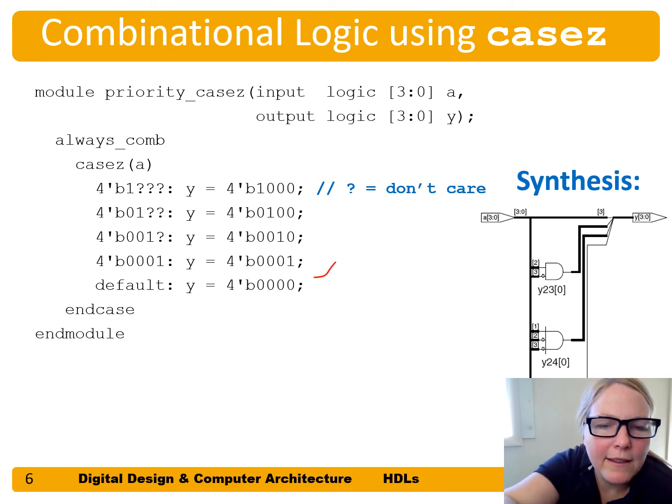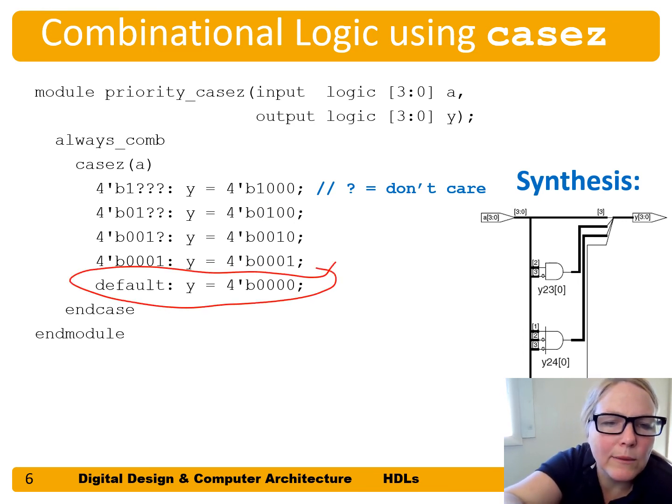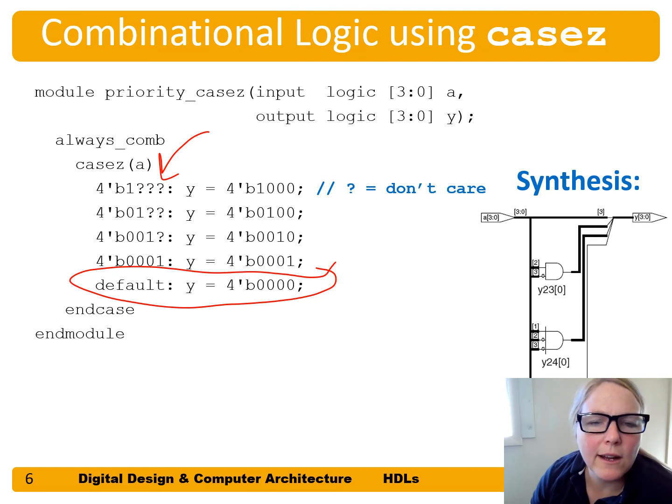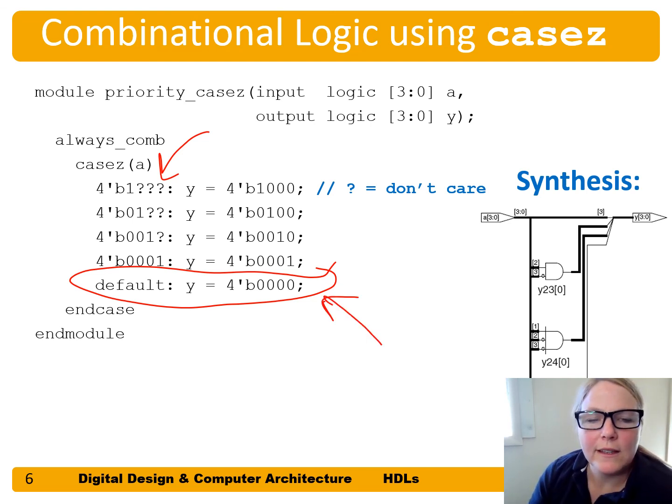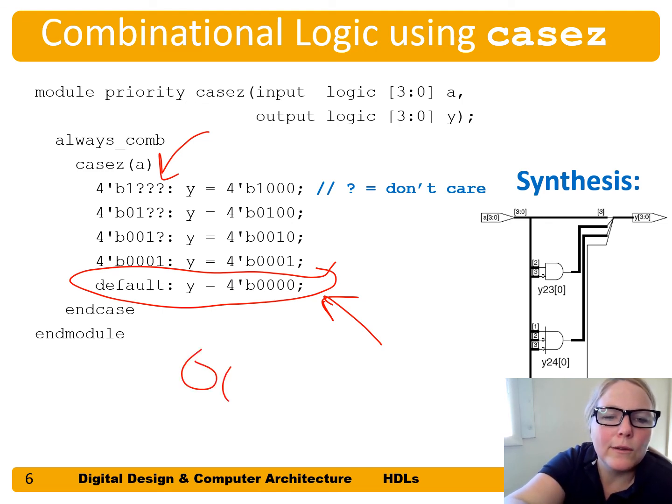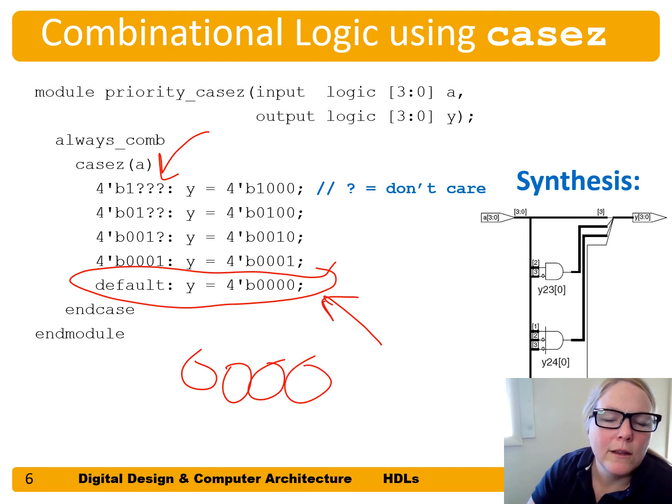And again, in a casez statement, we can include these don't cares on the inputs. And the default, make sure to include the default, just like in the case statement. For example, in this case, if we didn't, the combination of A being 0, 0, 0, 0 would not be covered.